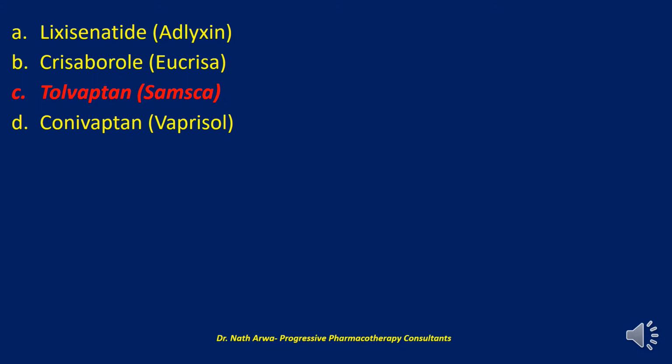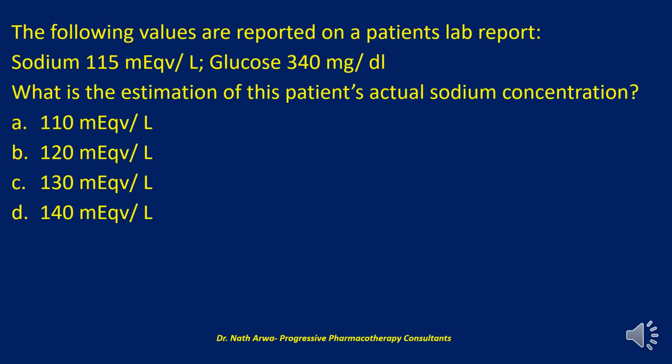Let's move to the next question, which reads: the following values are reported on a patient's lab report. Sodium is 115 milliequivalents per liter, and the glucose is 340 milligrams per deciliter. Based on those, what is the estimate of this patient's actual sodium concentration? Would it be 110 milliequivalents per liter? Would it be 120, 130, or 140? I'll give you 10 seconds to quickly compute the value.